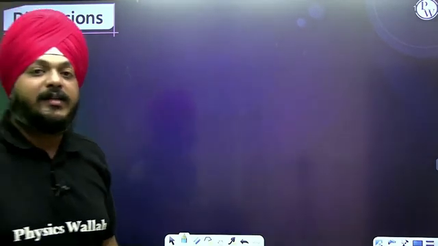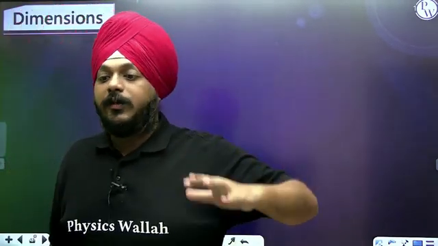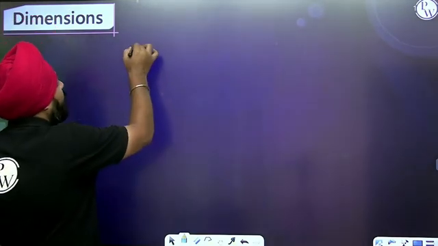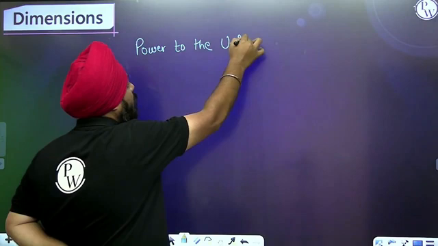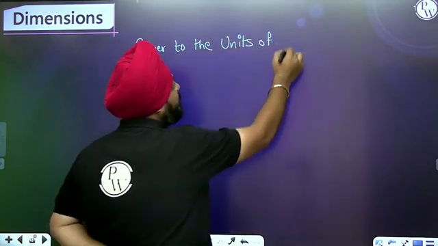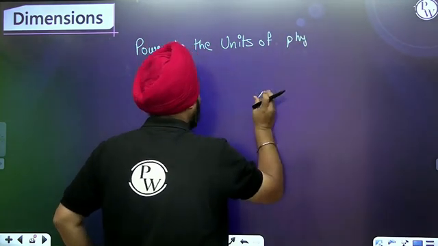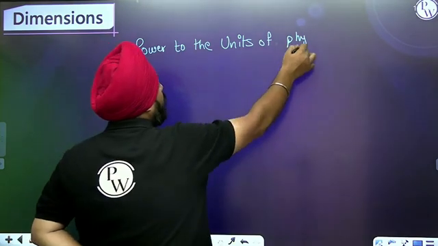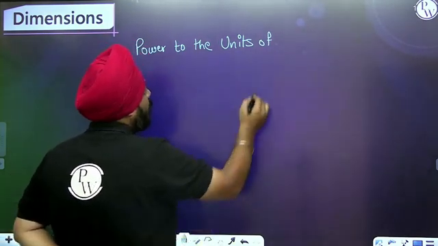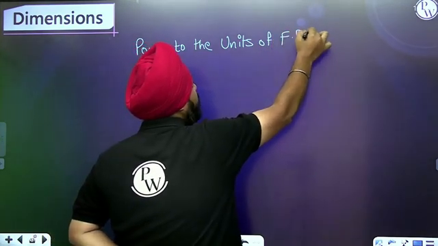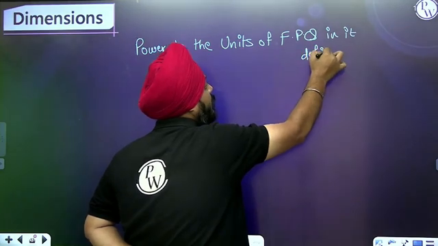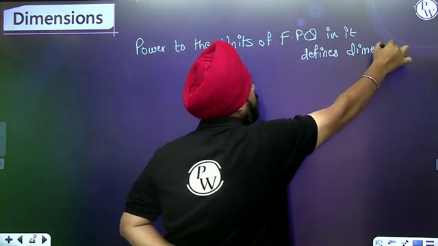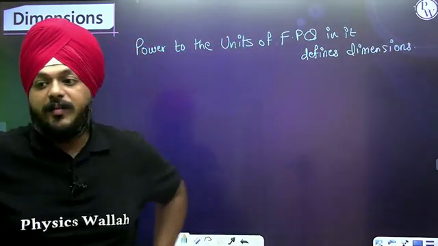It means approximately 40 minutes of the lecture we have crossed. Directly they used to jump on to the dimensions. Now what are the dimensions? The powers to the units of fundamental physical quantities define the dimensions.